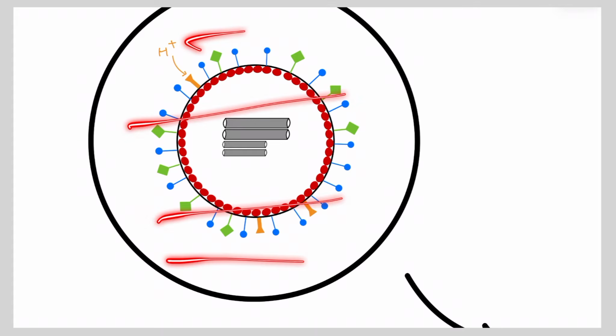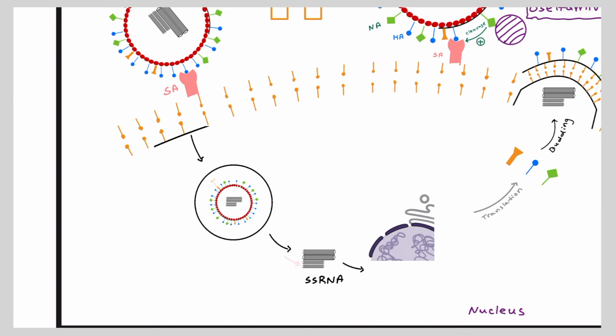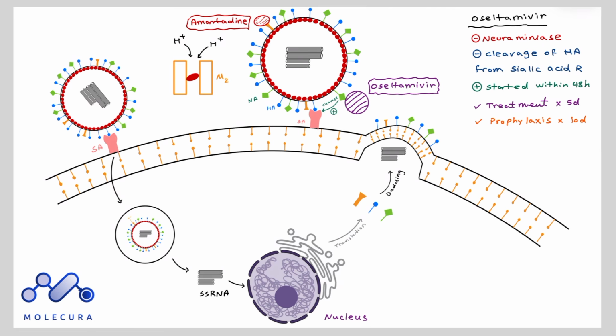And if the virus does not get the protons inside it, it will not be acidified, and these genomes will not get released inside the cell. Now, this is the second antiviral that we need to understand its mechanism when dealing with influenza virus. But as we said, it's not going to be widely used anymore.